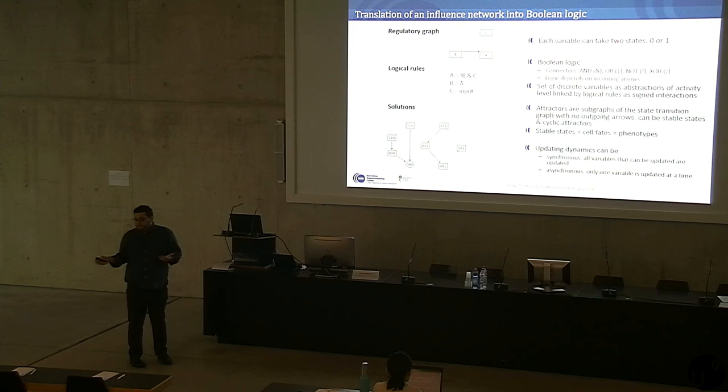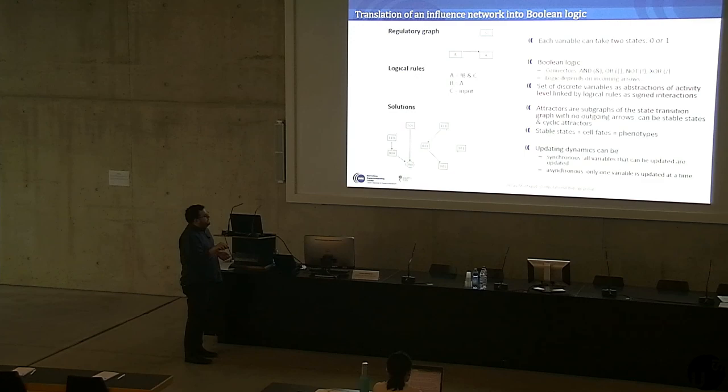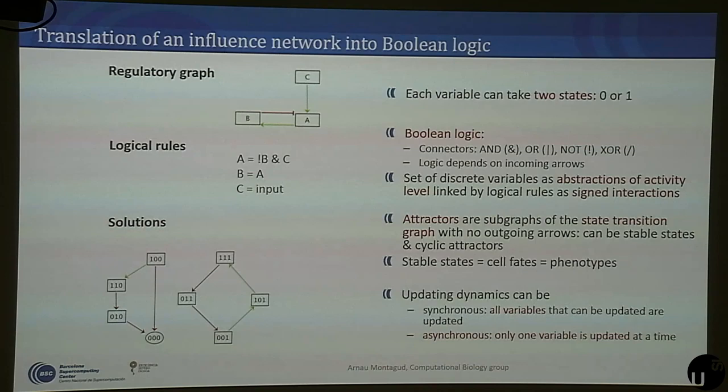And then the updating dynamics in order to solve this can be either synchronous, where all variables that can be updated are updated, or asynchronous, where we update one variable at a time, which is what you saw here. Here we update only B, here we update only A, and here we update only B. In synchronous, you would go from this one to this one. That's it.